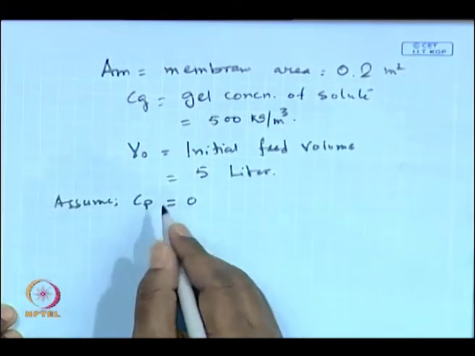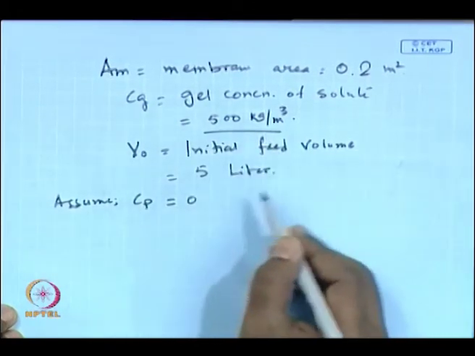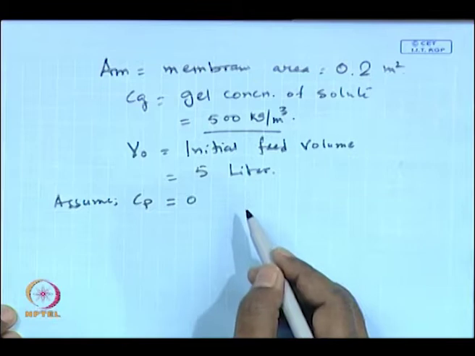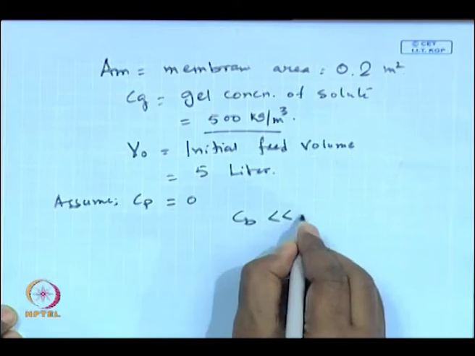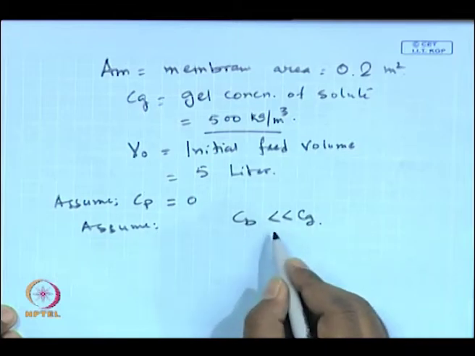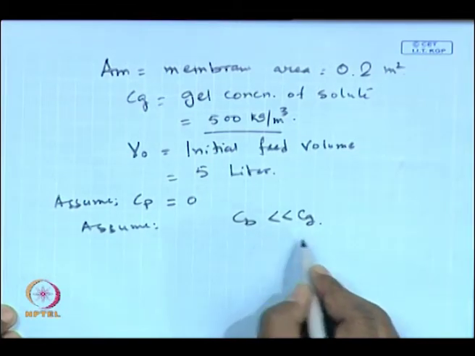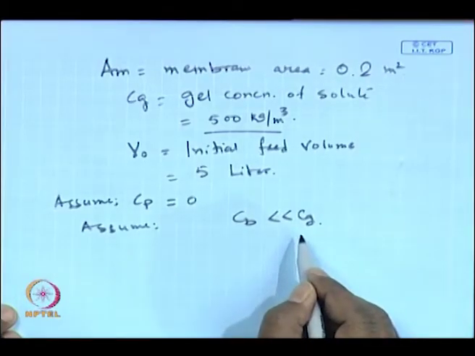Okay. And retentate concentration is much less than gel concentration. That means, gel concentration is pretty high and you are going to use a feed concentration of 1 kg per meter cube, and at any point of time we assume the bulk concentration is much less than Cg. That is a valid assumption, because if your starting feed concentration is 1 kg per meter cube and your gel concentration is 500 kg per meter cube, that is 500 times of that. So, at any point of time during the operation, although the bulk concentration will be increasing, let us say, from 1 kg per meter cube to 2 kg per meter cube, 3 kg per meter cube, like that, it will be always much less than the gel concentration.